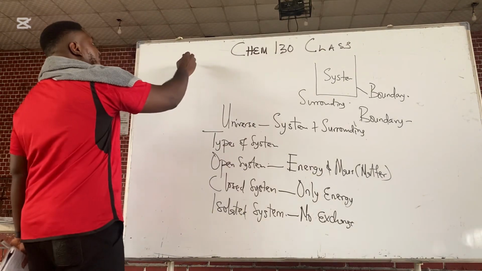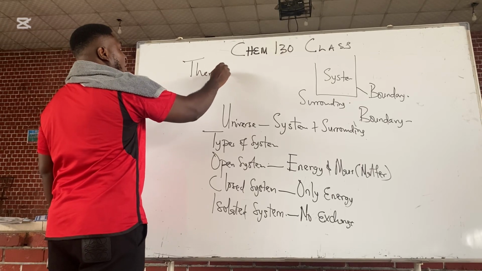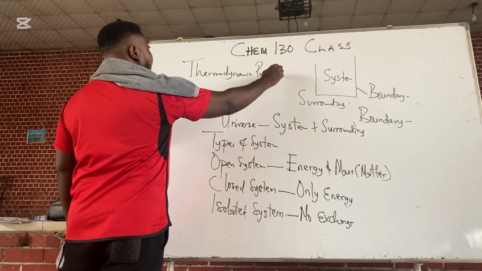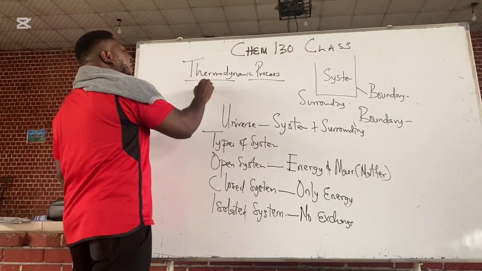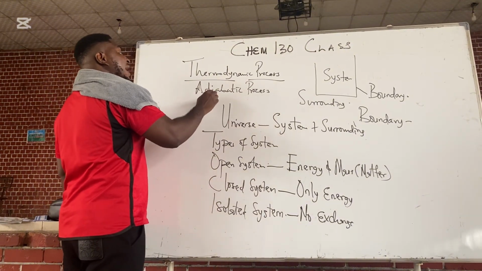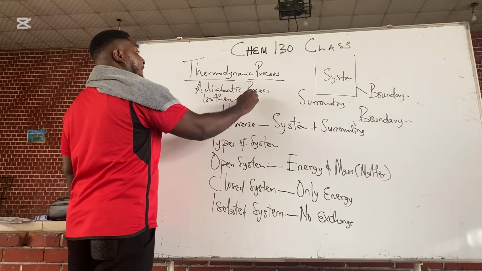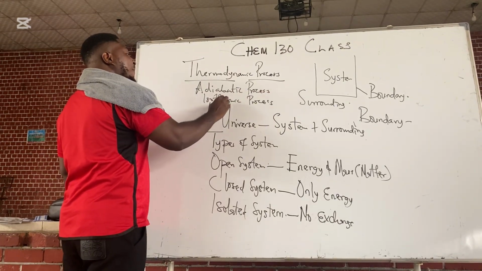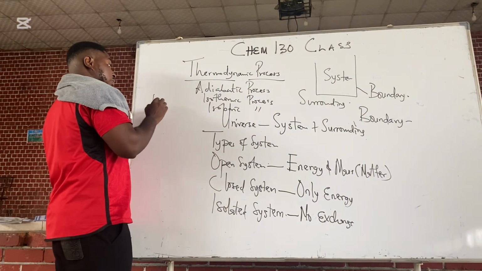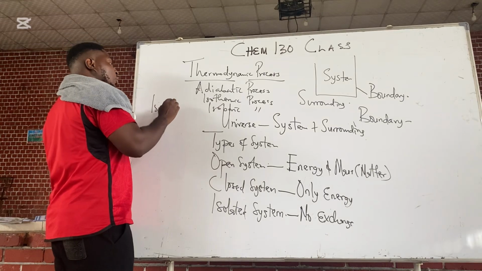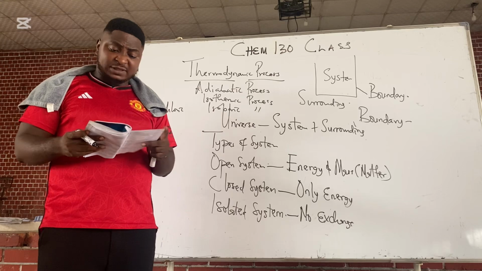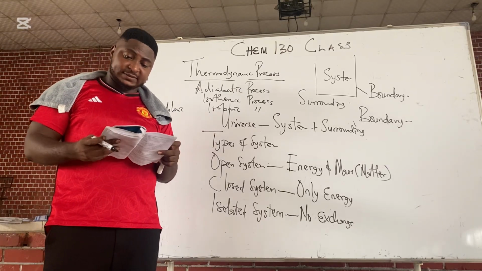Class, we have what we call thermodynamic processes. For example, we have an adiabatic process. We have isothermic process. We have isobaric process. We have isochoric process. We'll be looking at what all these terms mean.